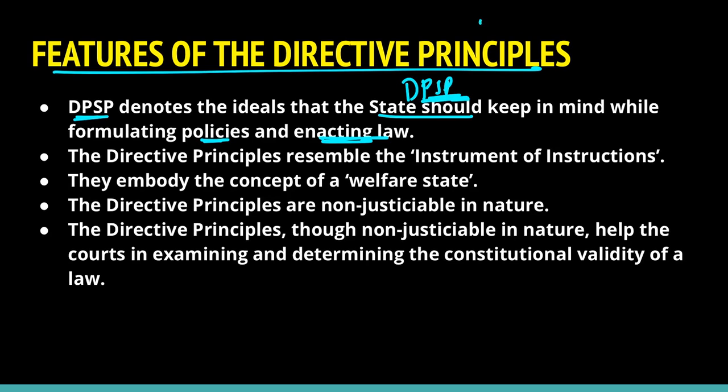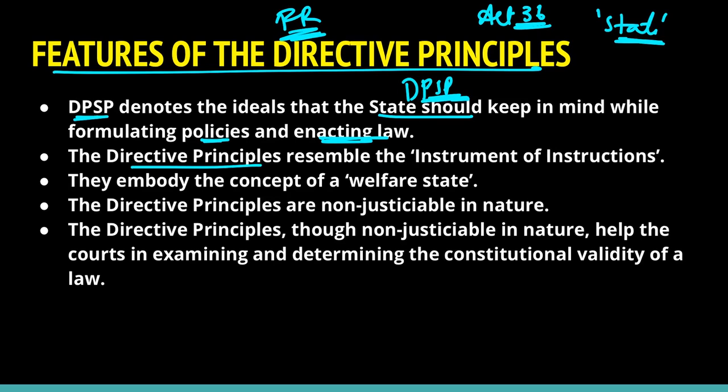According to Article 36, the term state in Part 4 has the same meaning as in Part 3, which deals with the fundamental rights also. I have already explained this in the fundamental rights video. Therefore, the DPSP includes the legislative and executive organs of the central and the state governments, all local authorities and all the other public authorities in the country.